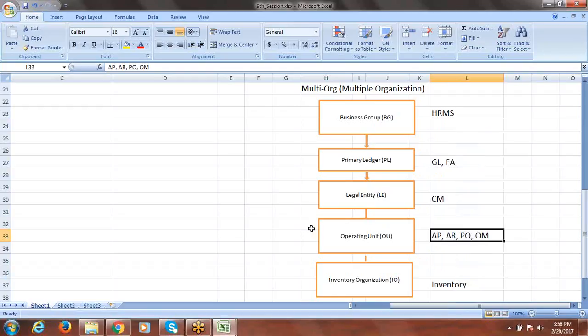And the operating unit is the actual place where real business transactions take place. At that level, the primary applications are mapped: AP, AR, PO, OM, and many other applications. At the inventory organization level, we will map the inventory application. As we already discussed, as per the P2P and O2C cycles, all the applications transfer the data to the general ledger. General ledger is the place where we will create the financial reports.